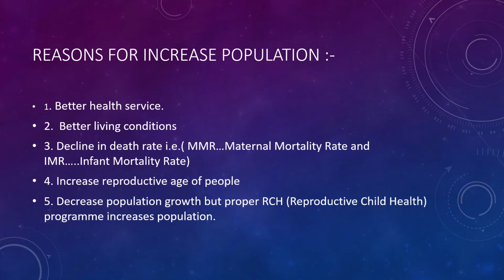Third, decline in death rate. Two types of death rates are here, MMR and IMR. What is MMR? Maternal mortality rate. Mother's death during the delivery, the death ratio of the mother reduces, so population increases. Second, IMR, that is infant mortality rate. The newborn baby or unborn baby, they are also saved because of the advanced medical techniques. So decline in death rate is also one reason for the increasing population.